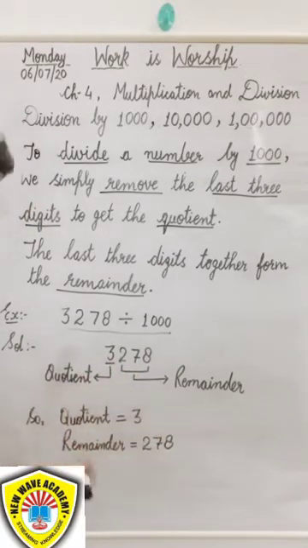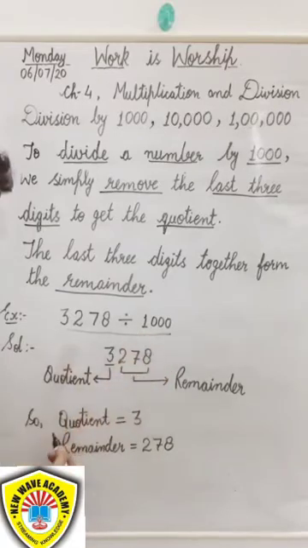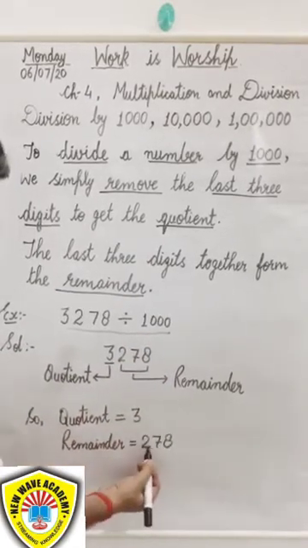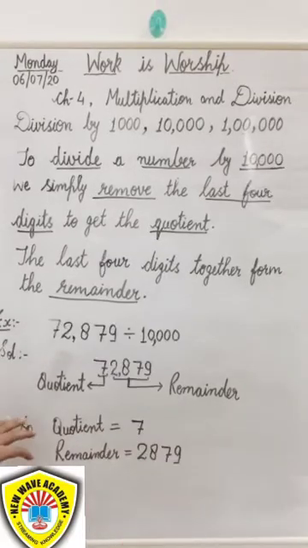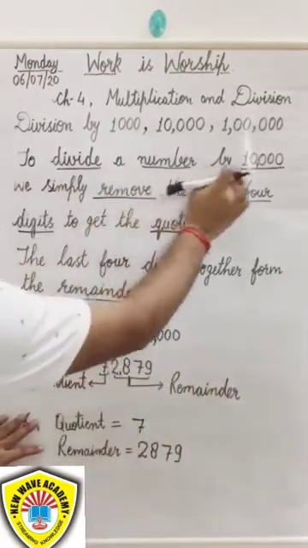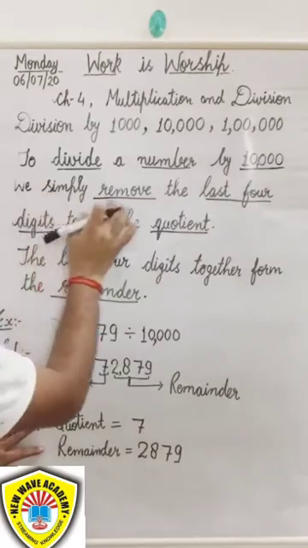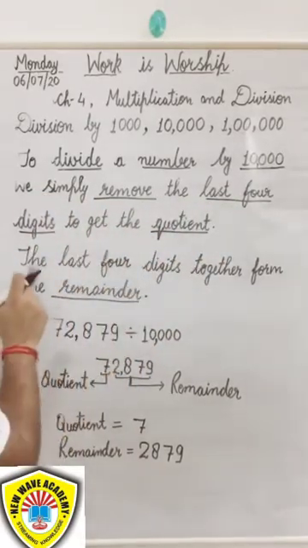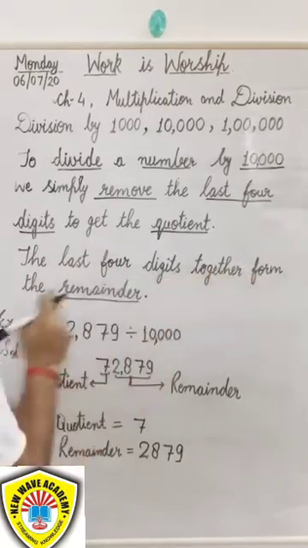Okay, so after the division, what is the quotient we will get? The quotient is 3 and the remainder is 278. Next one is, to divide a number by 10,000, we simply remove the last 4 digits to get the quotient, and the last 4 digits together form the remainder.